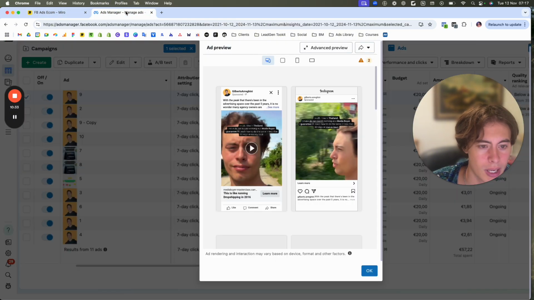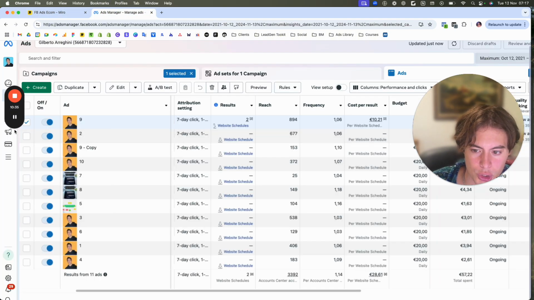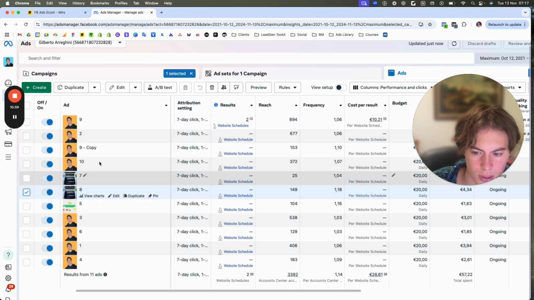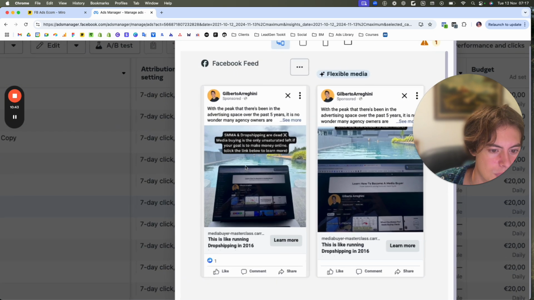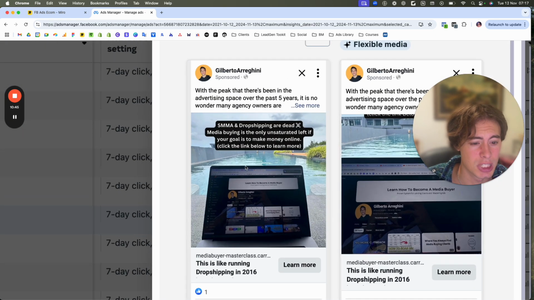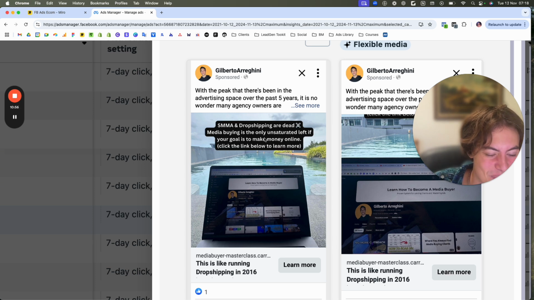But for that specific stage of the market, the product aware, I also have other ads. So I can show you, for example, this one right here. As you can see, it says SMMA dropshipping are dead. Media buying is the only unsaturated one left if your goal is to make money online. Actually, I should probably change it. The wording is not correct. I did it last day at midnight, but whatever.